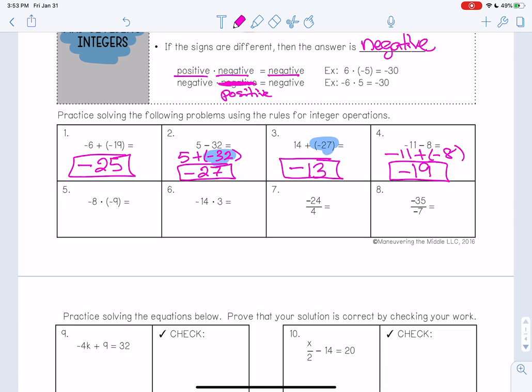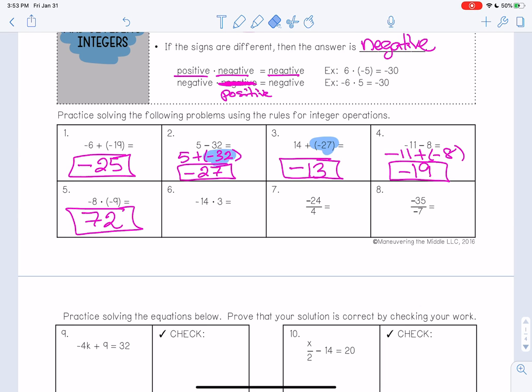For number 5, we have multiplication now. So with multiplication, it's do they like the same music or not? And if they do, then they're happy. And in this case, we have a negative 8 times a negative 9. Both of them like the same music, so it's going to be a positive answer because they're happy, and 8 times 9 is 72.